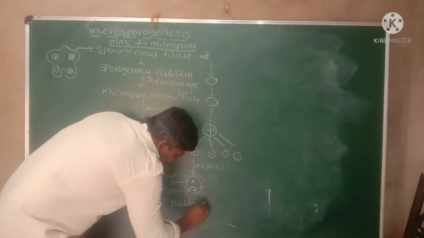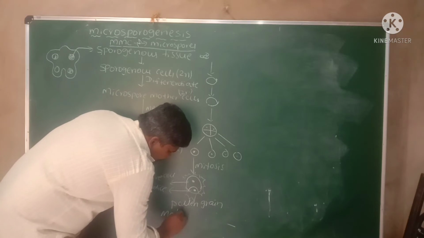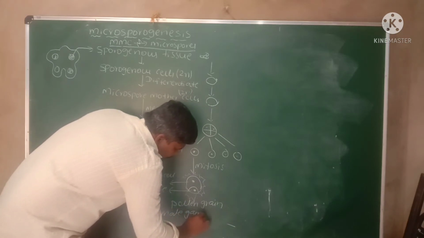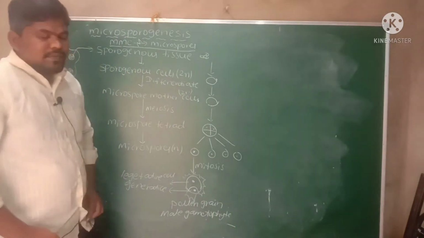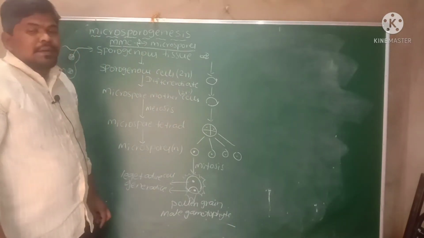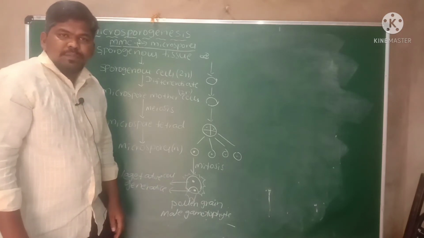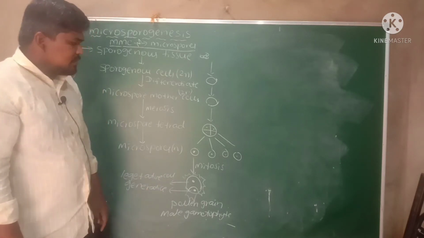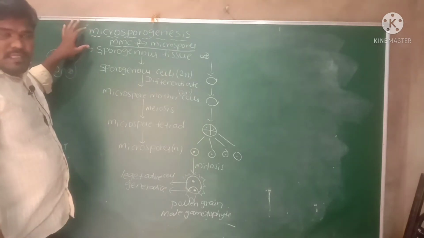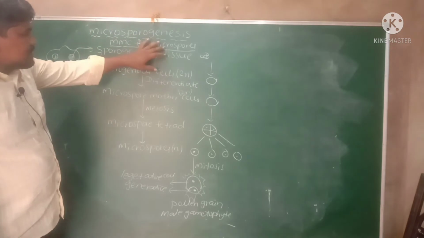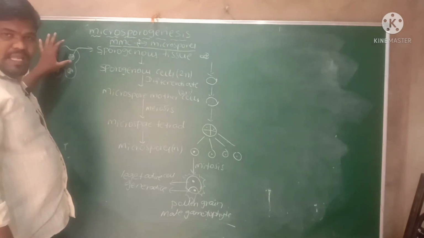Another name for the pollen grain is male gametophyte. The embryo sac is the female gametophyte, but the pollen grain is the male gametophyte. That is the completion of formation of the pollen grain. If you see from the start, microsporogenesis means formation of microspores from the microspore mother cell, and it occurs in the anther.